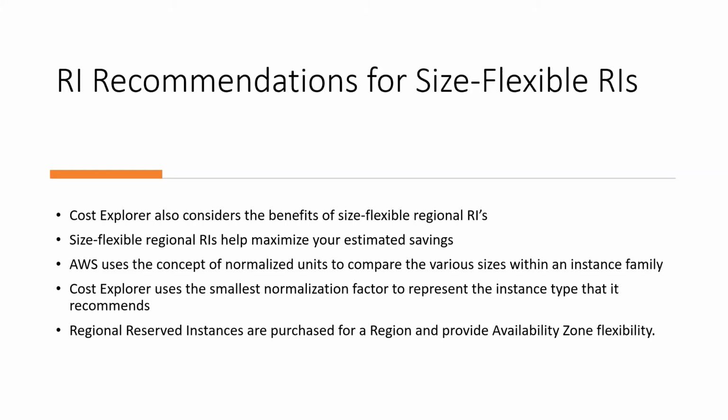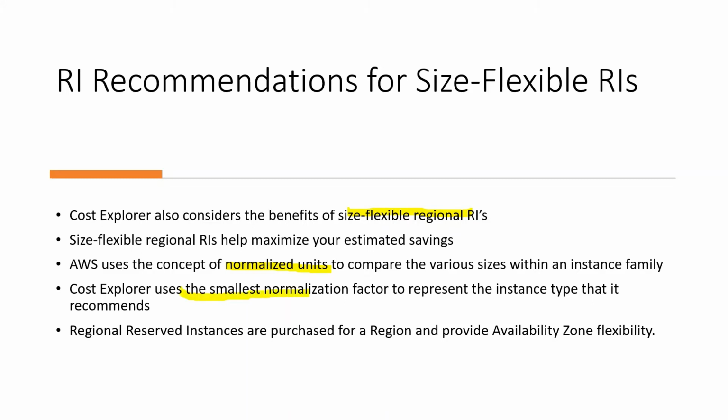So this is a quick summary of what we have seen so far. If you look into Cost Explorer, it considers the size flexible RIs. So all the recommendations will be on the size flexible RIs. Size flexible RIs will help us to maximize our savings. All the calculations will be made on the normalized units within the family. So as in the example we have seen, if the instance type is C5.4x or 2x, it will be converted into the lowest instance type in that family.